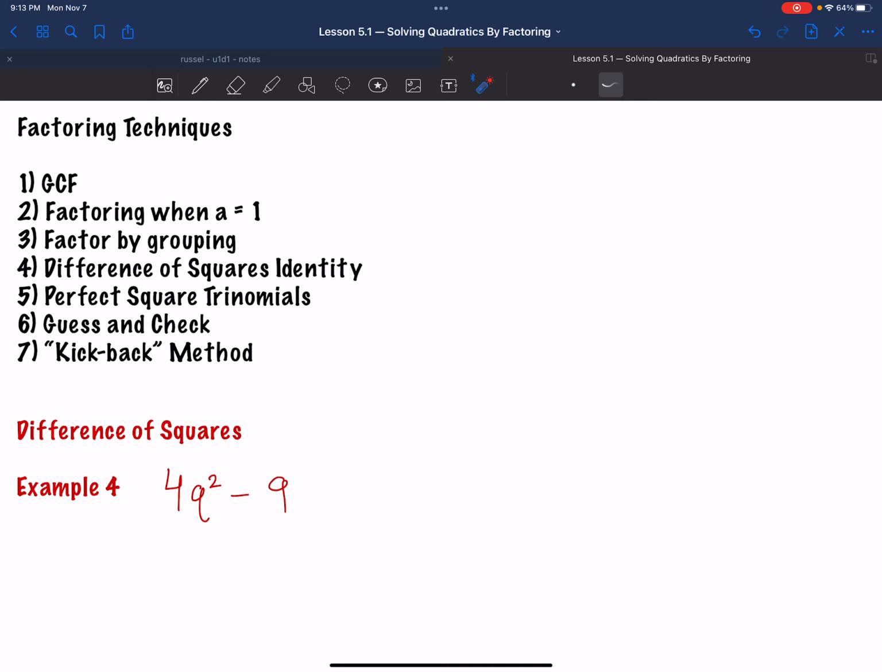I do want to go over difference of squares one more time, because I think it'd be good to see again. And then we're going to focus on 3 new techniques: perfect square trinomials, guess and check, and the kickback method. Now, if you understand all of these factoring techniques, you don't have to watch the rest of the video. But they're useful techniques that will help you build speed and fluency, okay?